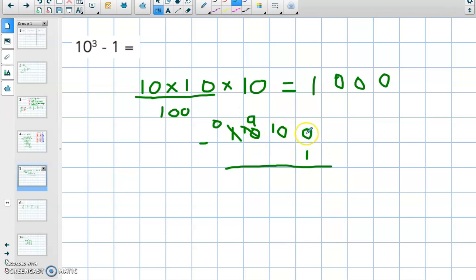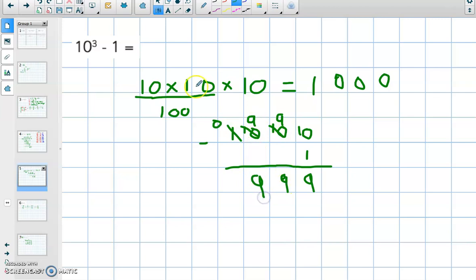Fantastic. So I'm going to start the process once again. I'm going to borrow from next door. Take 1 off. That becomes a 9. I'm then going to make this 0 now a 10, because I'm exchanging from this digit into my 1s. So then I can now finally take 1 away from 10, which makes it 9. And then I'm going to drop these digits down because there's nothing to take away from them.